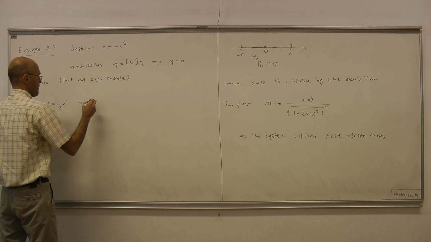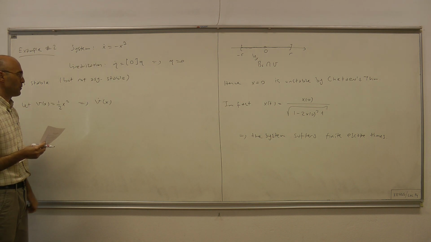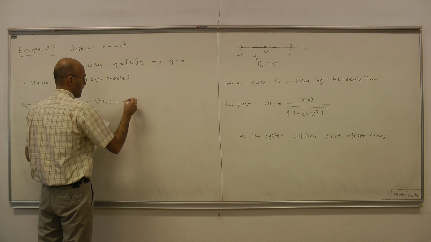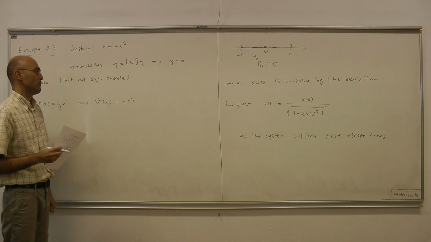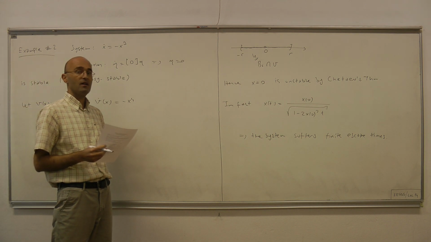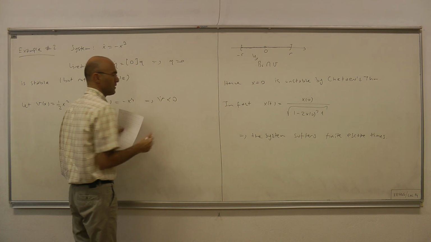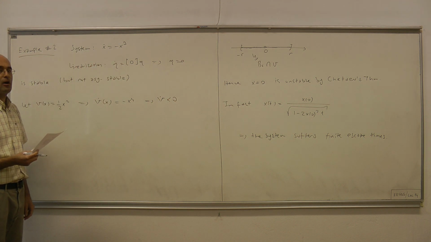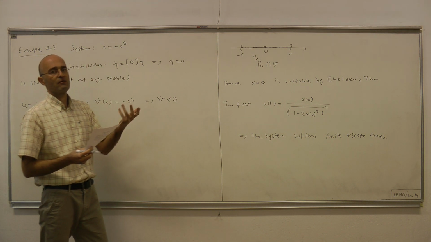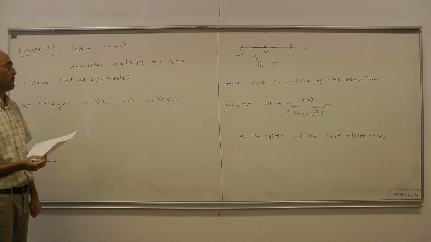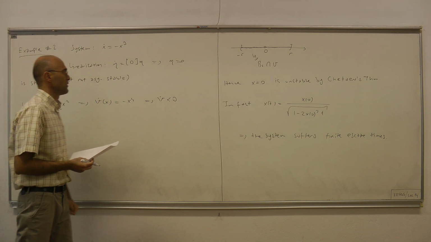So this gives us V dot of x equals x times x dot. x dot is minus x cubed, so that becomes minus x to the 4. So this is a negative definite function. That means it's always negative except at the equilibrium point. So V dot is negative definite, so we can apply Lyapunov's theorem: a positive definite function with a negative definite derivative. Therefore, by Lyapunov's theorem, the origin of the original system is asymptotically stable.